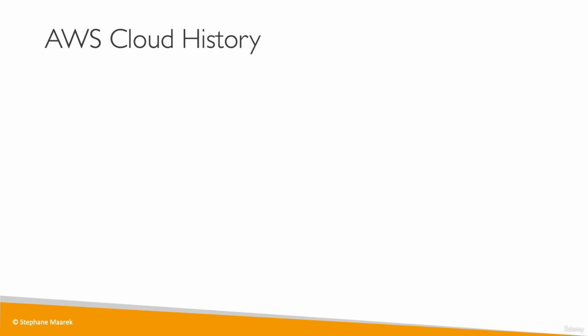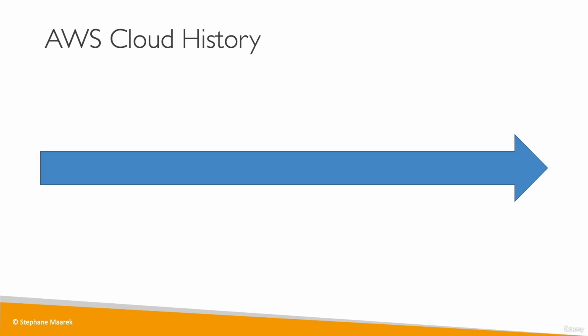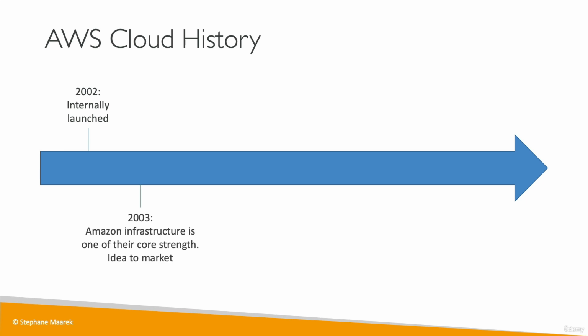Now let's look at the history of the AWS Cloud. It was launched in 2002 internally at Amazon.com because they realized that the IT department could be externalized. Their Amazon infrastructure was one of their core strengths, and they said, you know what, maybe we can do IT for someone else, for other people.